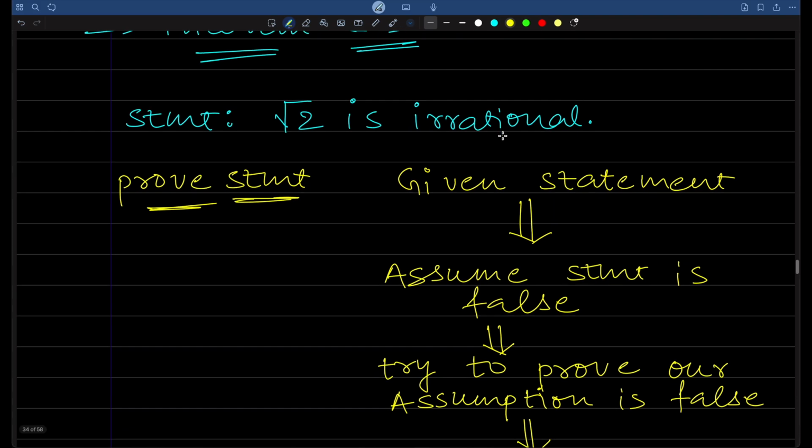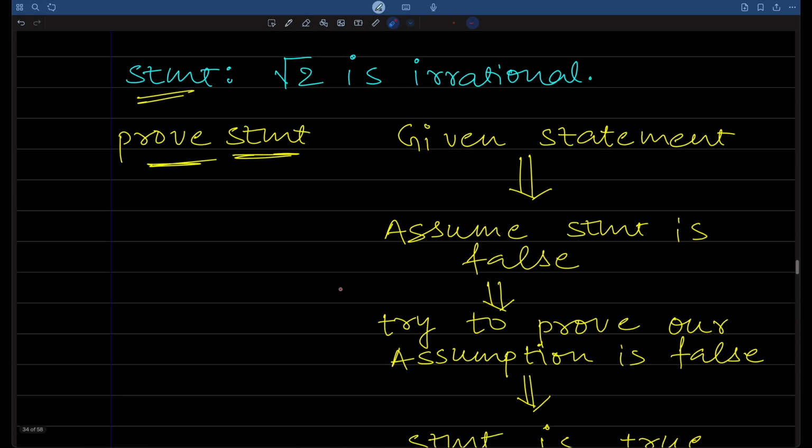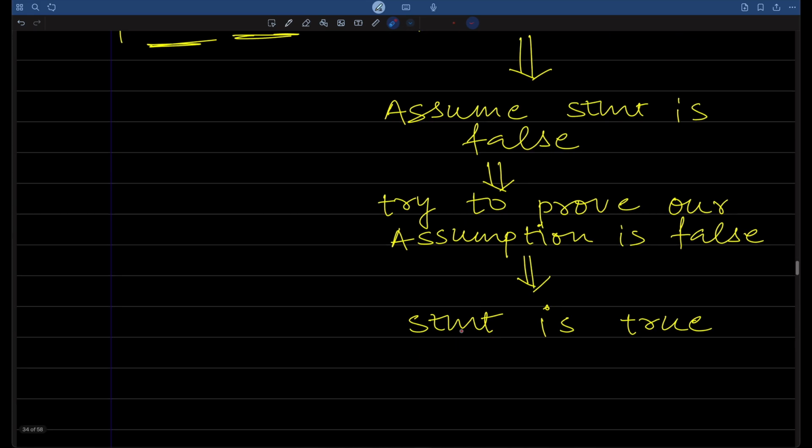We will be given the statement. In this case, the statement is root 2 is irrational. We will assume that the statement is false, that is, we assume that root 2 is not irrational. Then we will try to prove that our assumption is false, and hence the given statement is true, that is root 2 is irrational. So let us start our proof.